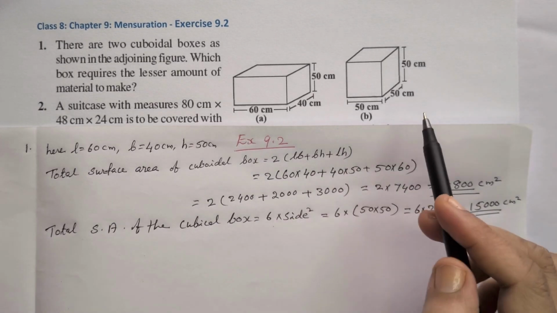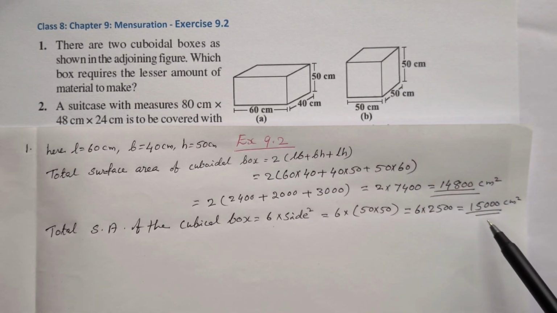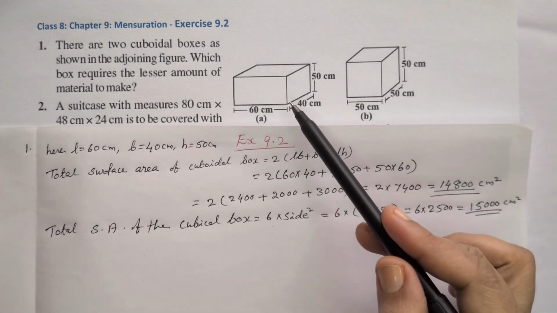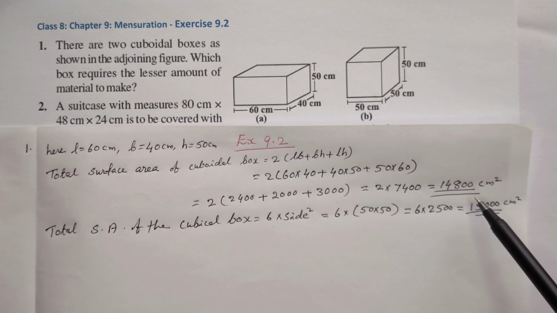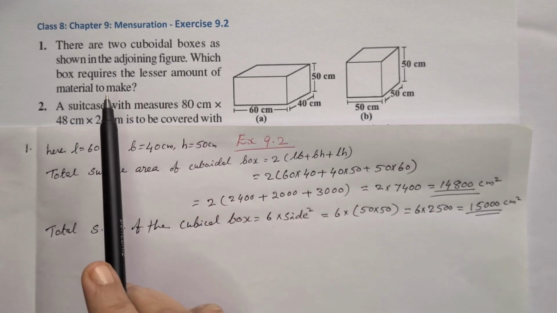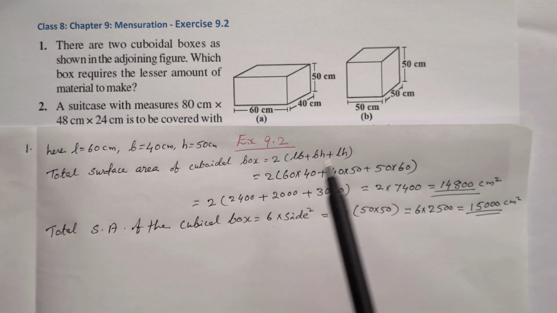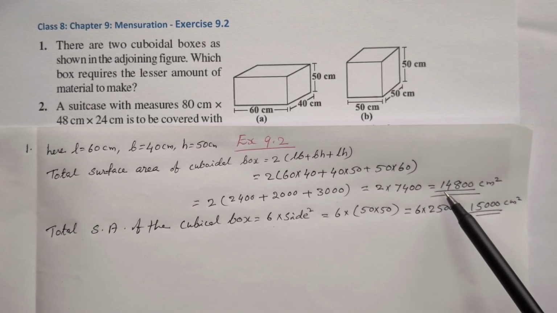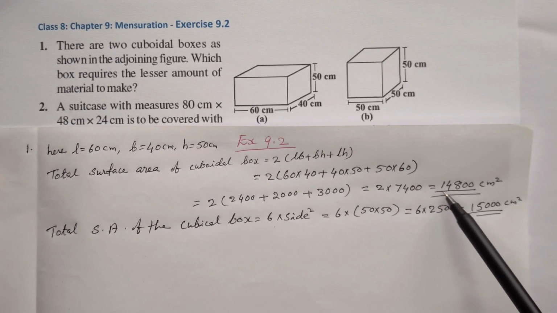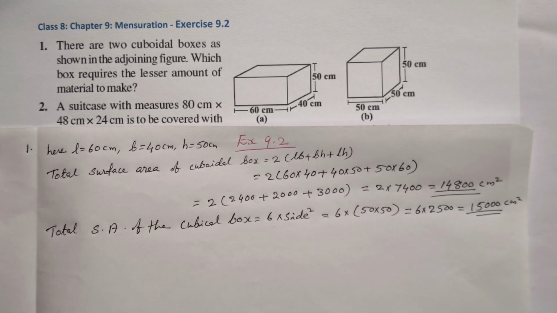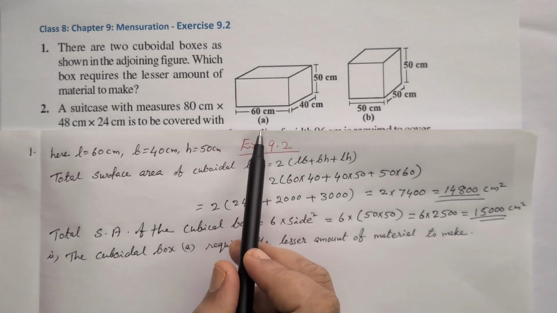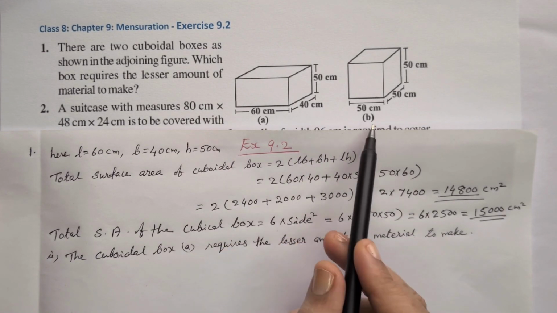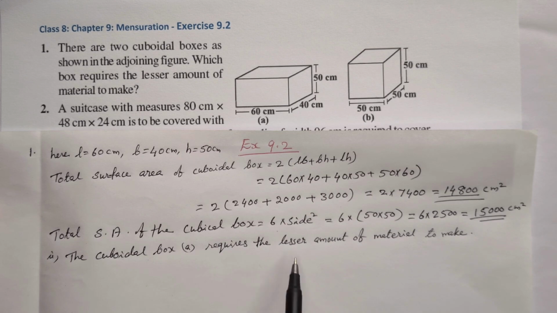So this is the total surface area of the cubical box, 15,000 centimeter square, and total surface area of the cuboidal box, that is 14,800 centimeter square. Here the question, which box requires lesser amount of material to make? So we can write the cuboidal box. The first one is having lesser amount of material to make. That is the cuboidal box. That means from the figure A and B, the names given. So A, cuboidal box requires the lesser amount of material to make.